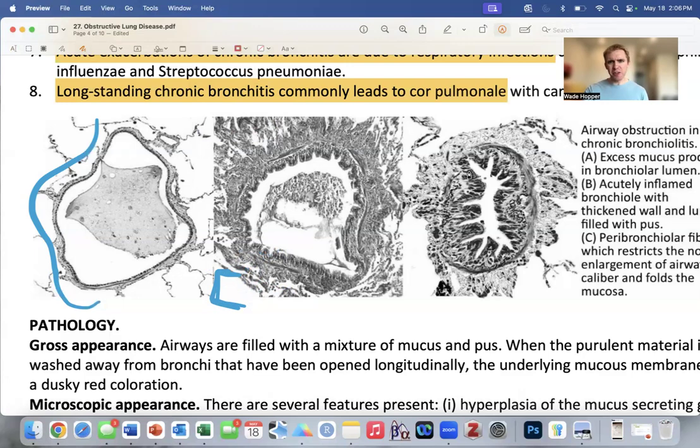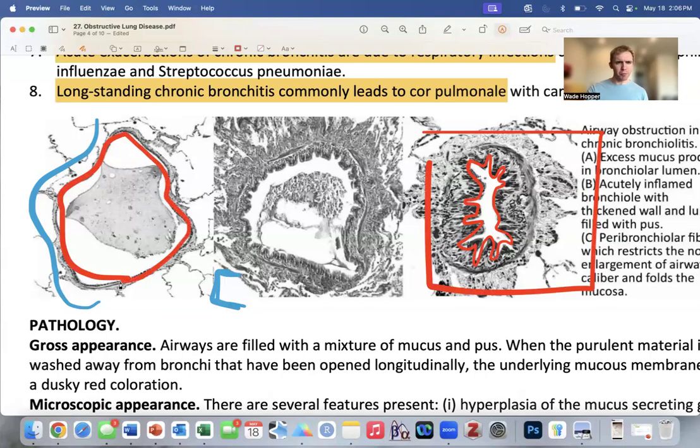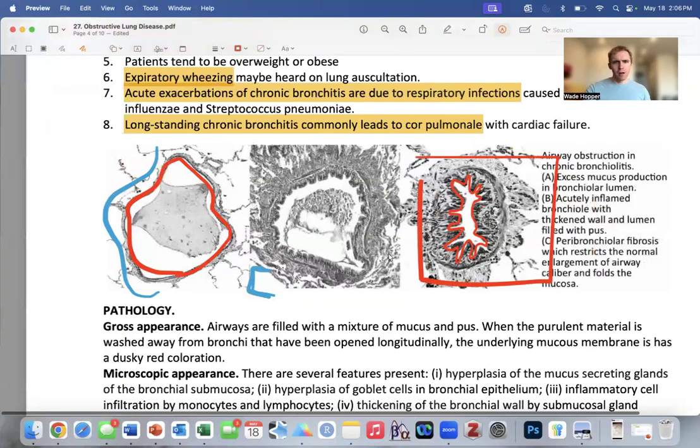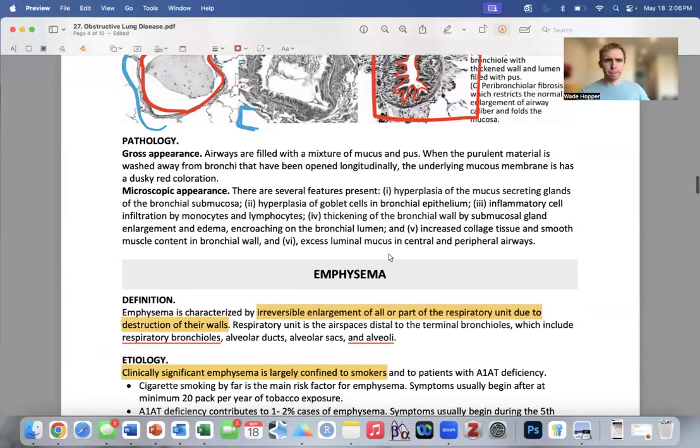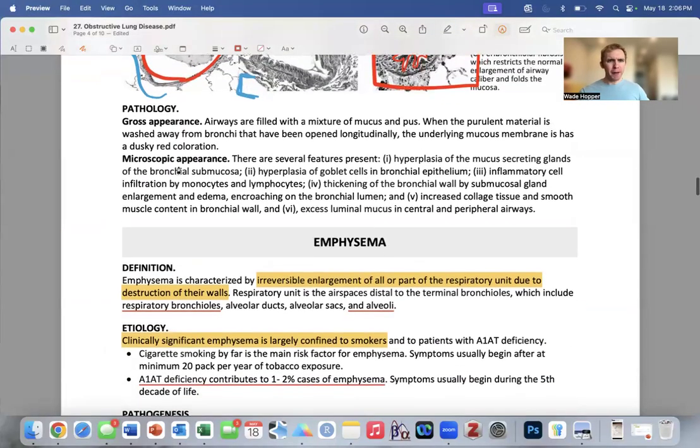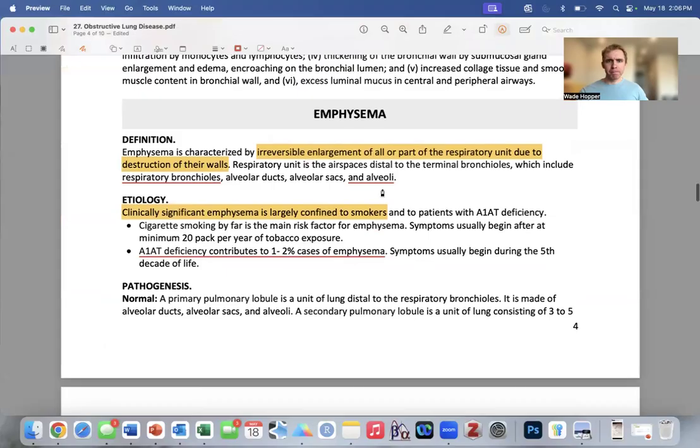And you can see here in the rightmost picture how over time that very clearly leads to a compression of the diameter of the lumen of a bronchiolar airway versus this on the left here that's nice and wide open. You could drive a truck through that. Microscopic appearance, we covered that. Okay, that's chronic bronchitis. Let's talk about emphysema.